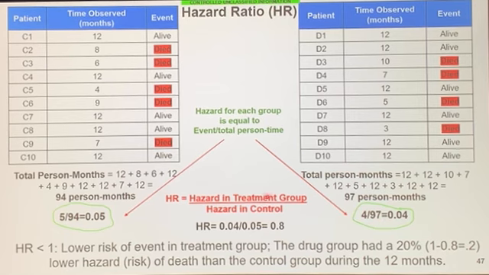So hazard in treatment group over hazard in control, 0.04 over 0.05 gives us 0.8. So that means that the drug lowered the hazard risk of death by 20% for this 12-month study.